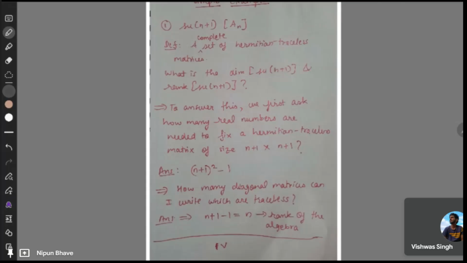Then we can ask the next question: what is the rank of this algebra? That is, what is the number of elements in the Cartan subalgebra? Since it's an n plus 1 times n plus 1 matrix, how many elements will it have on the diagonal? n plus 1 elements, and since it's Hermitian, the diagonal is real. So there are n plus 1 real elements. But it's also traceless, so the n plus 1th element is related to the other n elements by the trace condition. Only n elements are independent, so I can write only n diagonal matrices which are Hermitian and traceless. That will be the rank of the algebra. I hope this point is clear. If you have doubts, you can ask here, because this is a very important point.